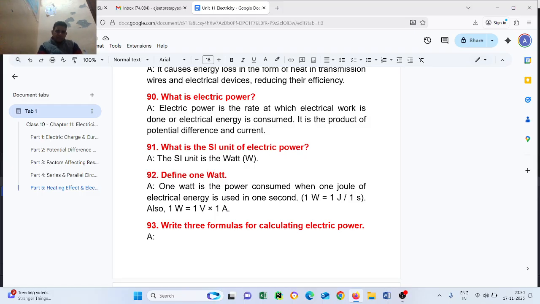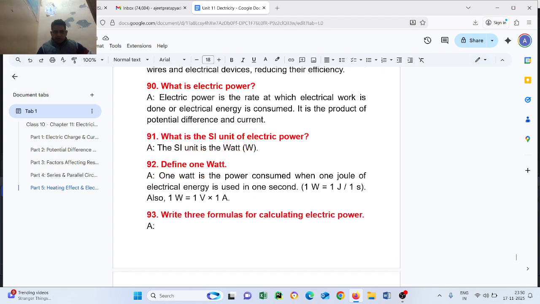Question number 91. What is the SI unit of electric power? The SI unit of electric power is watt. Define 1 watt. 1 watt is the power consumed when 1 joule of the electrical energy is used in 1 second. 1 watt equal to 1 joule upon 1 second. Also 1 watt equal to 1 volt times 1 ampere.